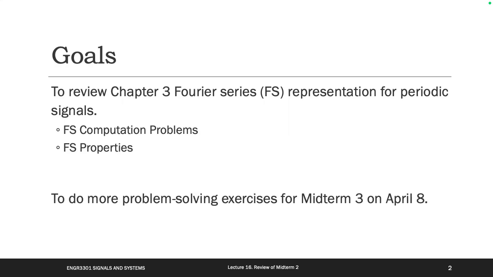And then we will do more problem-solving exercises for midterm 3 on April 8th. I just decided on Wednesday. Is that okay? Okay.